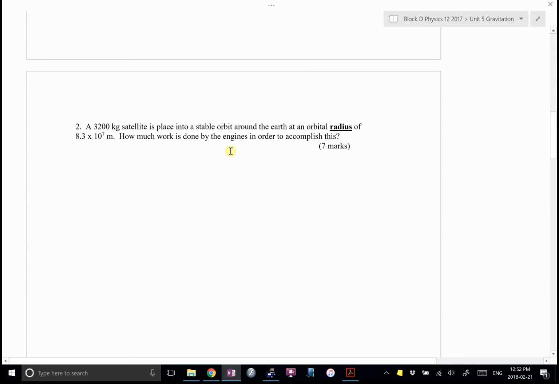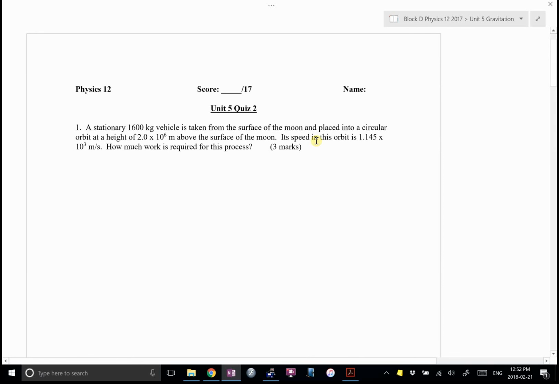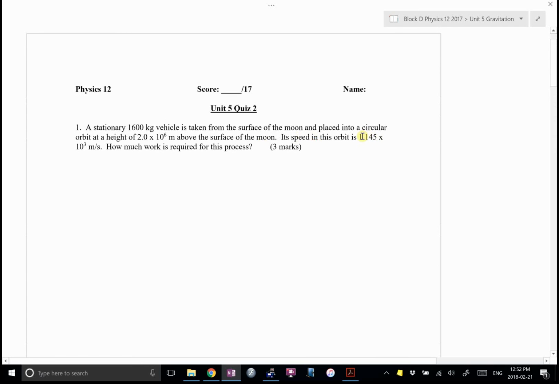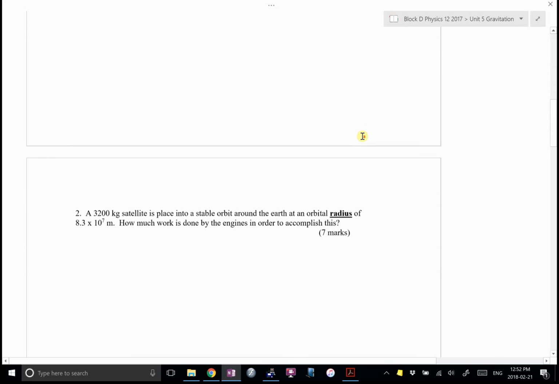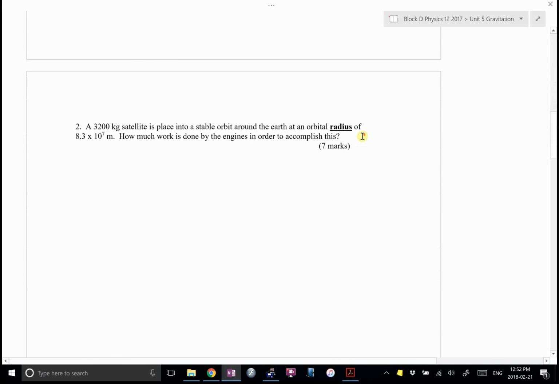Number 2, a satellite is placed into a stable orbit around the Earth at an orbital radius of 8.3 times 10 to the 7th. How much work is done in order to accomplish this? Mr. Dewick, didn't we do how much work to go in orbit in number 1? How come number 1 is 3 marks? Number 2 is 7 marks. Because in number 1, I gave you the orbital speed. I calculated it for you. In number 2, you're going to have to figure that out yourself.